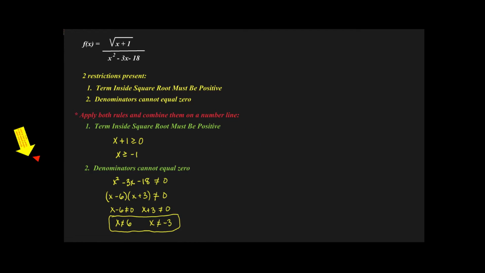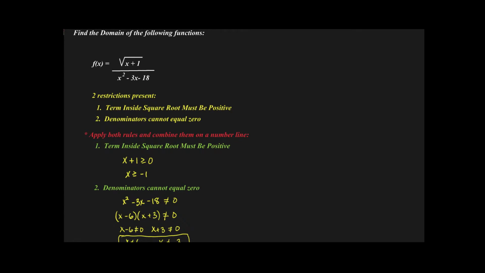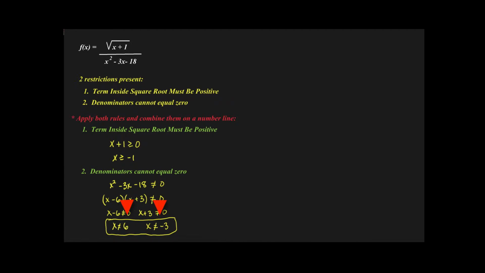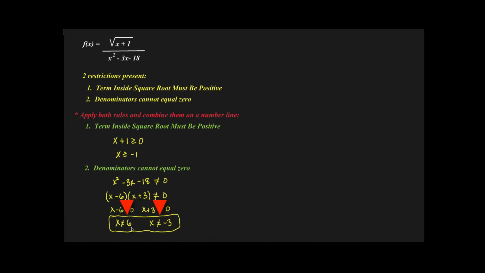Now what we're going to do is look at the denominator. The denominator cannot equal 0, because if we get a number over 0, then it's undefined. So when we factor the denominator, in this case it's not too complex, you get x cannot equal 6 and x cannot equal negative 3. So now we have to combine both answers and plot them on a number line.